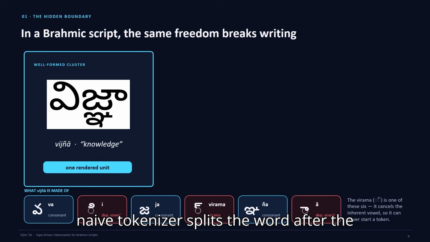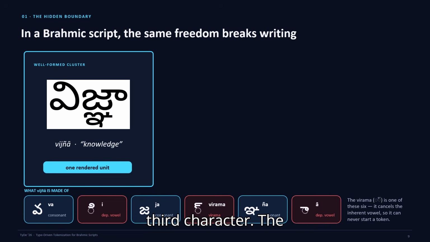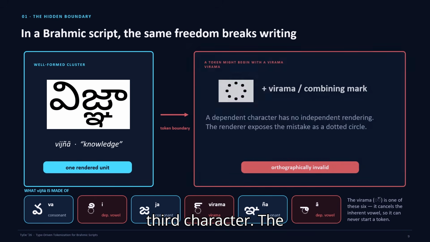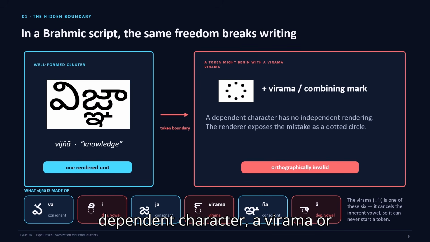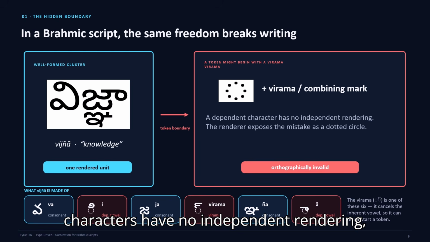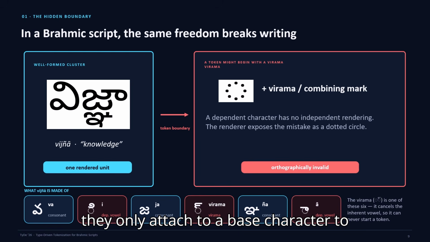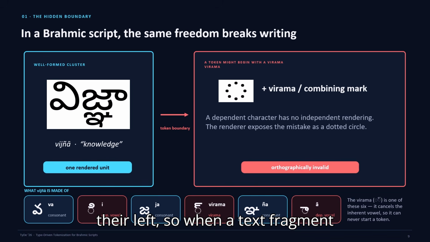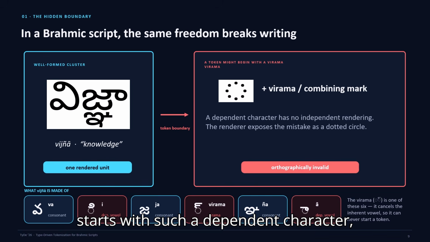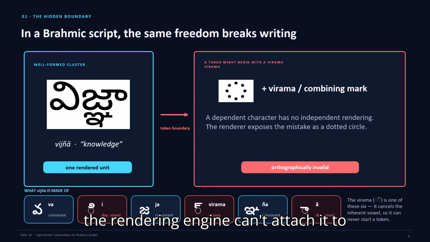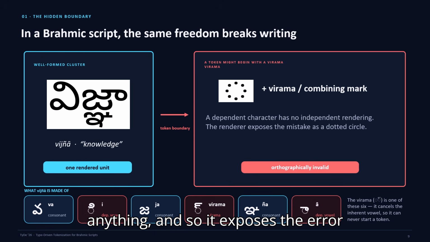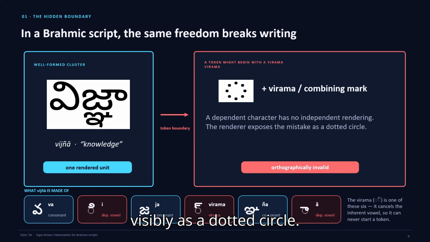Now, suppose a naive tokenizer splits the word after the third character. The right hand fragment begins with a dependent character, a virama, or a combining mark. These dependent characters have no independent rendering. They only attach to a base character to their left. So when a text fragment starts with such a dependent character, the rendering engine can't attach it to anything, and so it exposes the error visibly as a dotted circle.